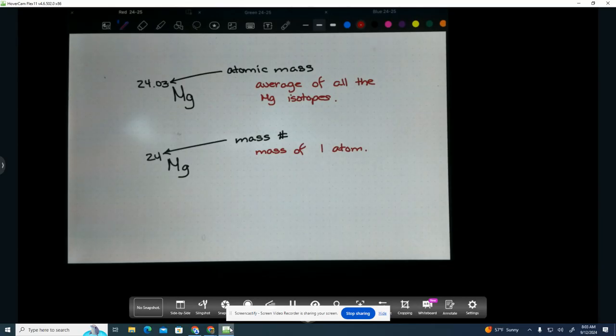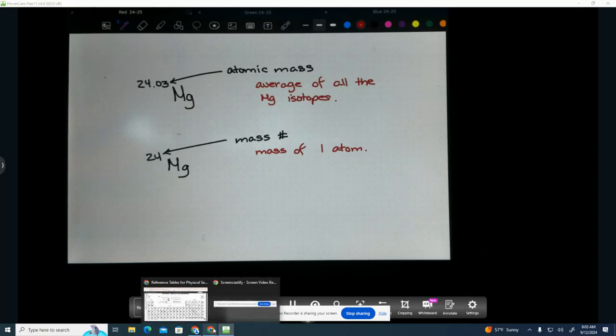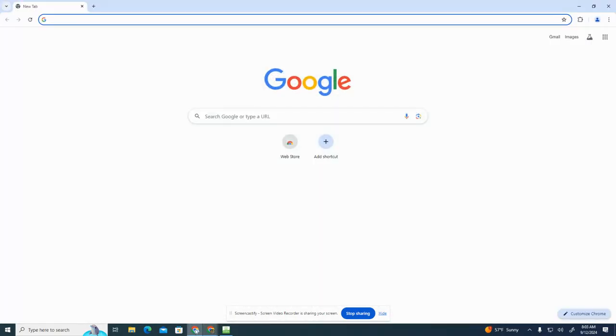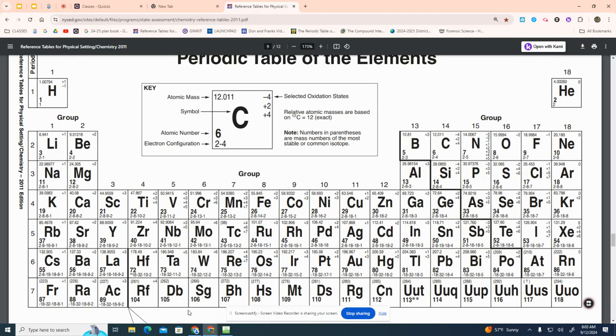So if you go to China and you find a magnesium in China, that mass of that magnesium might be 25. And then you go to Hawaii and you might find a magnesium with a mass of 23. If I take all of those magnesiums from all over the world and I average them, that's what I'm going to get. So on your reference table, if you look at the magnesium on the reference table, okay, where is my reference table? There it is.